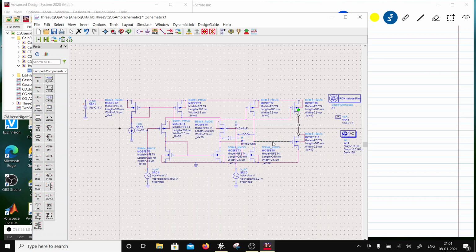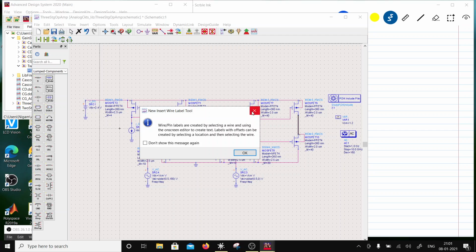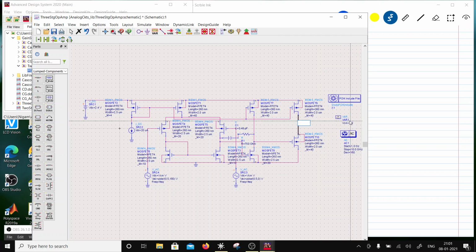The gain of this is approximately 1. So I can put here a VO. Just name this as VO, and I'm going to do the simulation. You don't have to do anything else, you just run a simulation here.